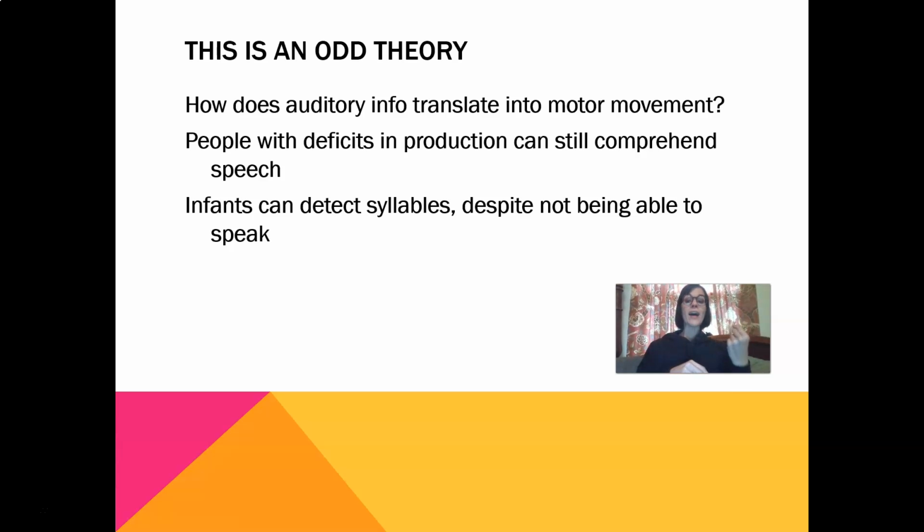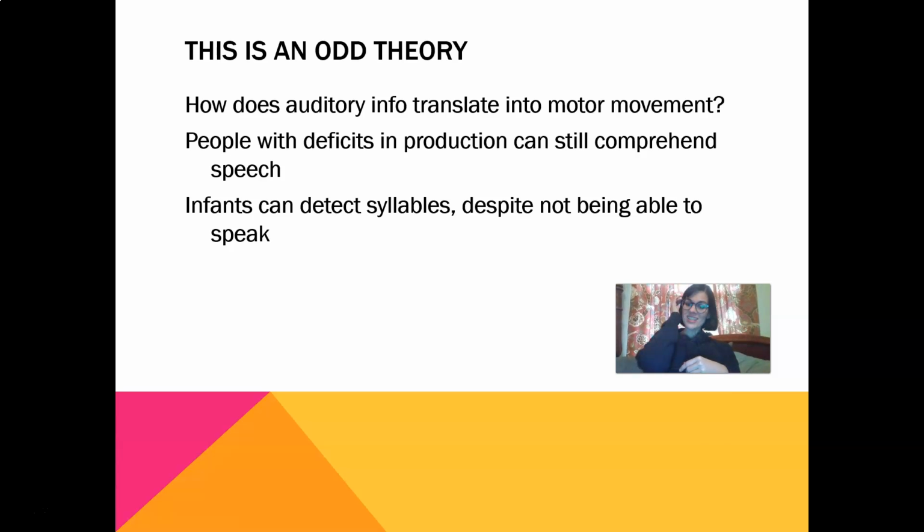Additionally, people who have deficits with speech production, such as something like Broca's aphasia, where they have damage to the left inferior frontal gyrus, they can still comprehend speech. Technically, the motor theory says that if you can't produce those articulatory movements, you have no speech comprehension. And data from people with Broca's aphasia clearly show that is not true. They are able to comprehend, they just don't have the ability to produce.